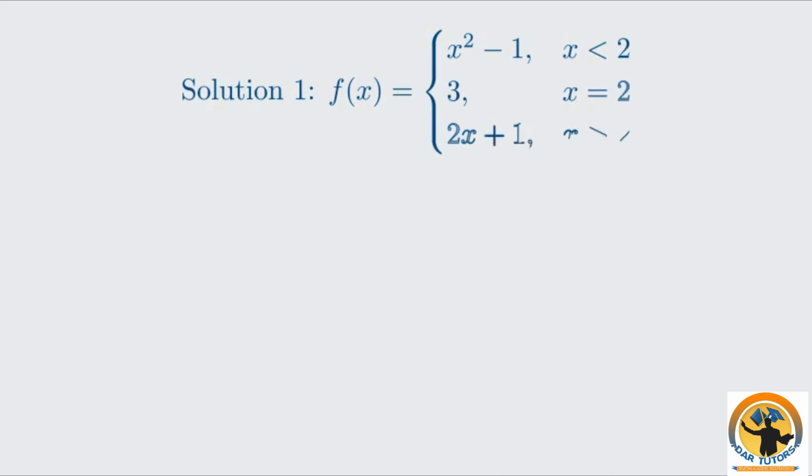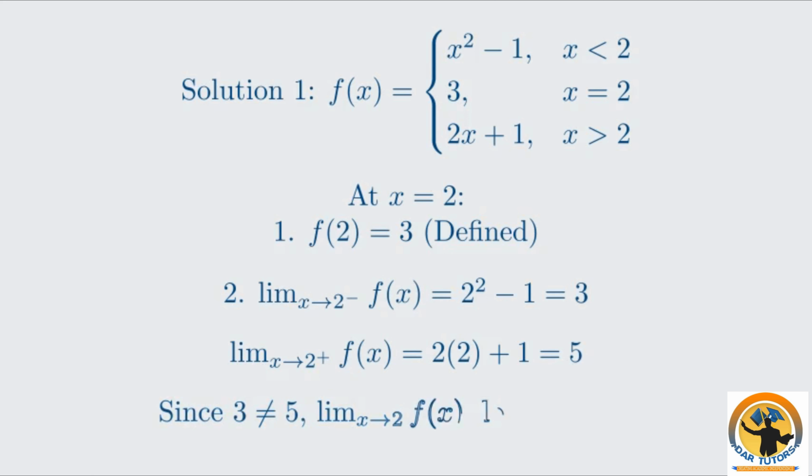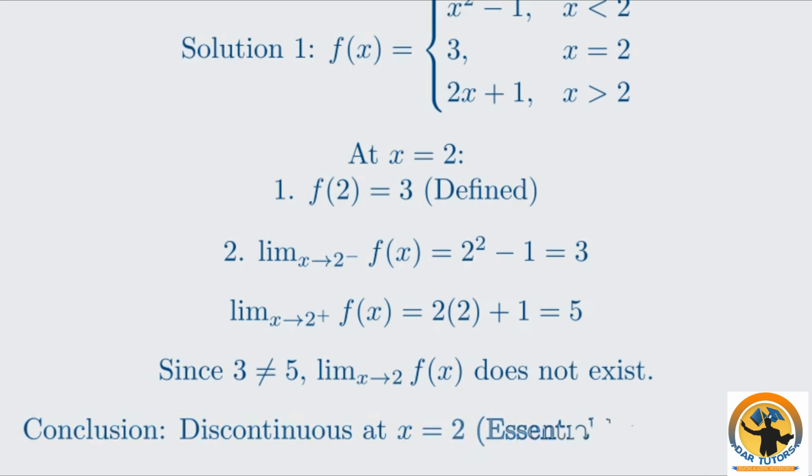Welcome back. Let's review the solutions to the practice questions. For question 1, we need to check the 3 conditions for continuity at x equals 2. First, f of 2 is defined as 3. Second, we find the one-sided limits. The left-hand limit is 3, and the right-hand limit is 5. Since the left and right limits are not equal, the two-sided limit does not exist. Therefore, the function is discontinuous at x equals 2. This is an essential discontinuity, specifically a jump.